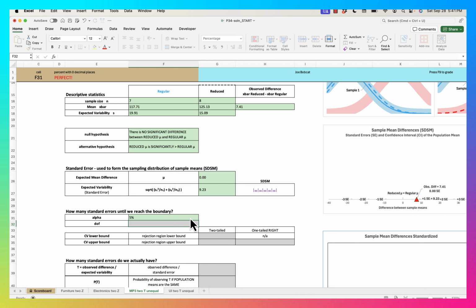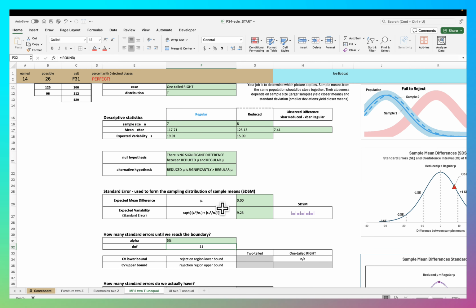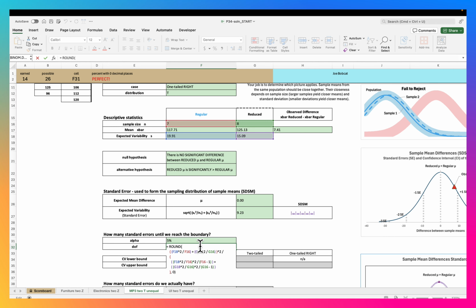Alpha is 5%. Okay, so the degrees of freedom calculation is actually pretty hard. Well, it's not that hard, but there's just a lot to it. So we're going to throw that in for you. It turns out to be 11. If you want to know the exact formula, just double click here and you can see that it's looking at all these values and doing a calculation to get the degrees of freedom.